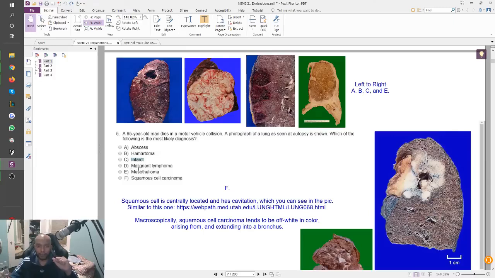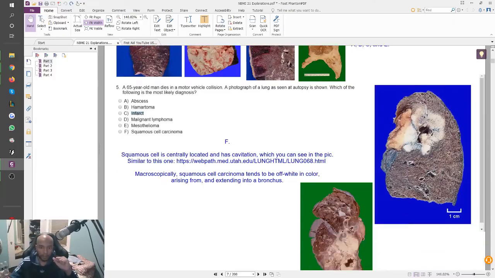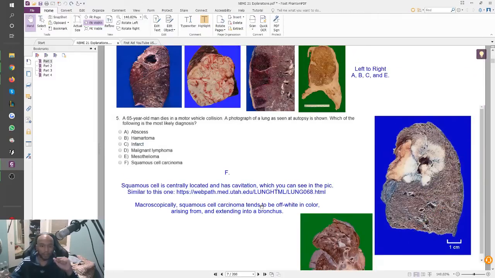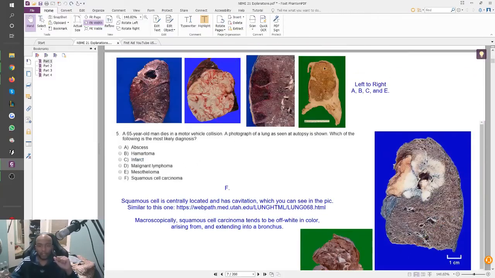Malignant lymphoma, let me see, I think it's this one right here. What is this? I probably couldn't find the picture for malignant lymphoma. But this picture, this is a very important one you have to remember. Look at the lung. It's encased in something. That's for mesothelioma. Right? Mesothelioma is known for having an encasing around the lung.